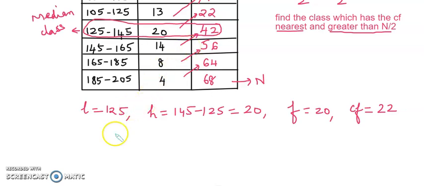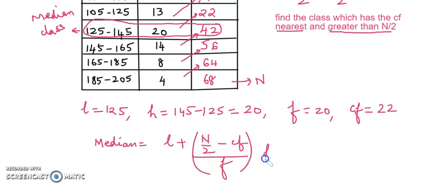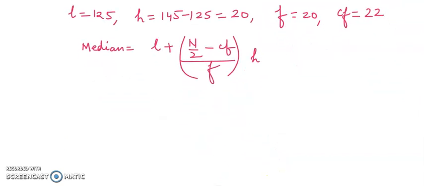Now the formula for median is L plus N by 2 minus CF, divided by F, multiplied by H. L is the lower limit of the median class, H is the class length of the median class, F is the frequency of the median class, and CF is the cumulative frequency of the class preceding the median class. Clear? So now we'll put the values and try to find the median.